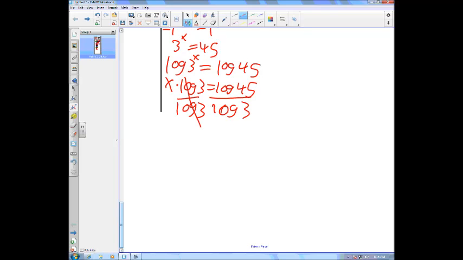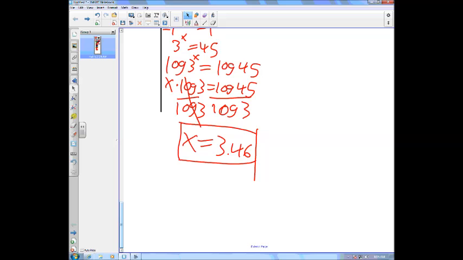Nearest 100. Raise your hand when you have it. Is that what you got? Okay, box that up, please. How do we put it in the calculator? Log 45, make sure 45 is on top, divided by log 3. Okay, thank you, Forrest.